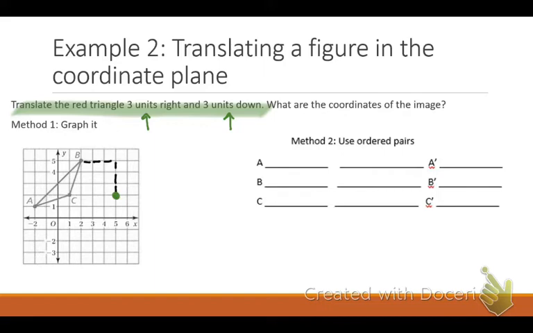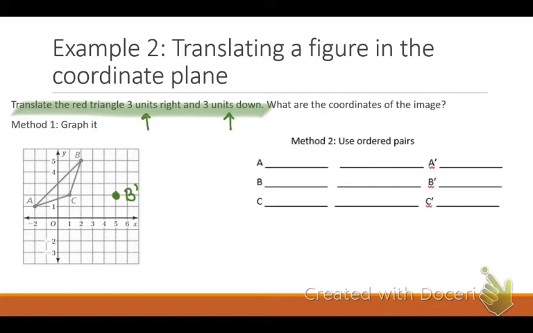Okay? And I'm going to label it point B prime. B prime. That little apostrophe tells me that it's the image. All right? The image is the new location. All right, so if you did those dotted lines, go ahead and erase those because we don't want those in our answer. Okay, so now we're going to do the exact same thing for point C and point A.